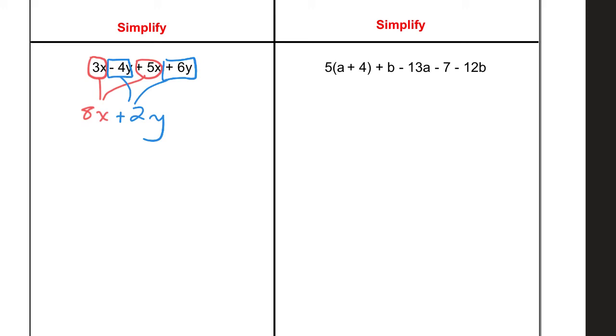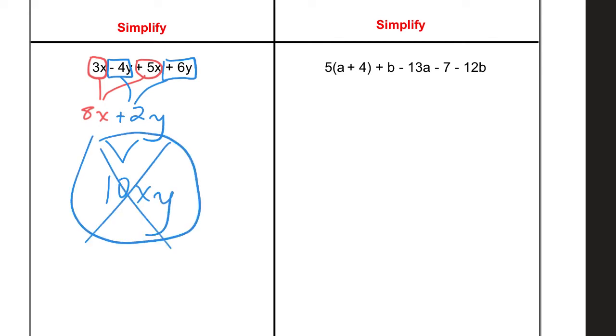Now I can't take this one step further. You might really want to your first time combining terms, but we can't do that. We can't say 10xy. You don't want to go combining crazy here. You can only combine like terms, and obviously 8x and 2y are not like terms.